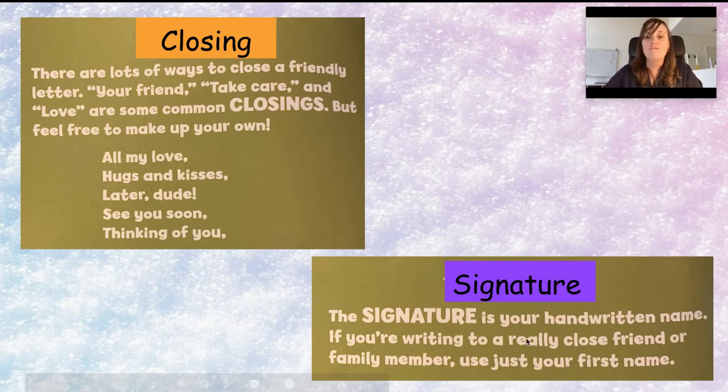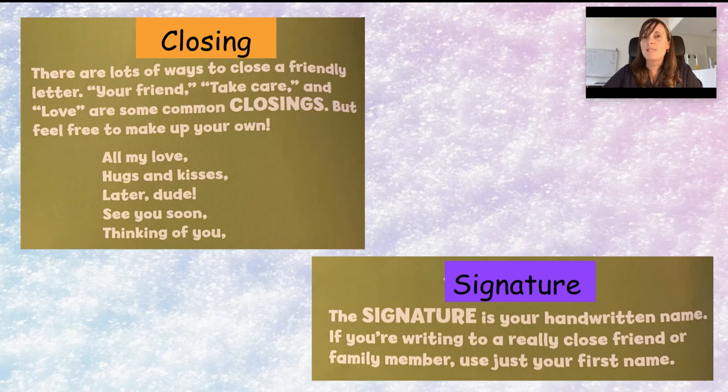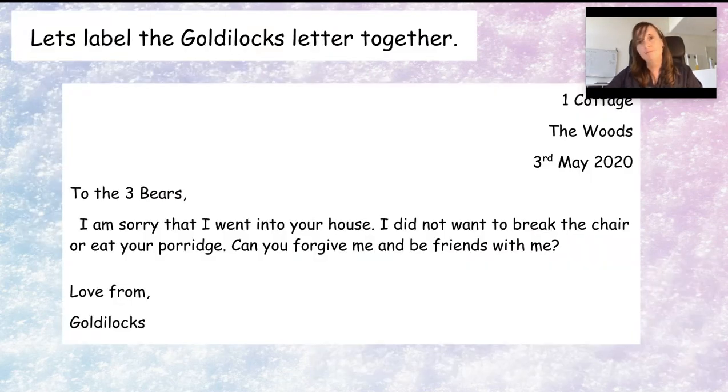If you're writing to a really close friend, you can just use your first name. I'd just write Miss Catherine. If it was someone I didn't really know, I'd probably say Miss Catherine Easthope, both my names. But we're writing friendly letters, so we're just going to use our first names.